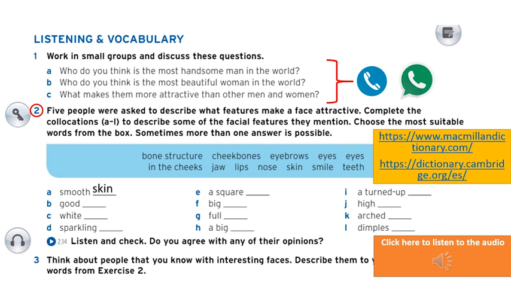Unit 8, Track 2.14. 1. What do you think makes a face attractive? For a woman, smooth skin and good bone structure. And for a man? Nice white teeth, sparkling eyes, and a square jaw. That's what I like anyway. 2. What do you think makes a face attractive? Big eyes, full lips, and a big smile. Like Beyoncé? Exactly.